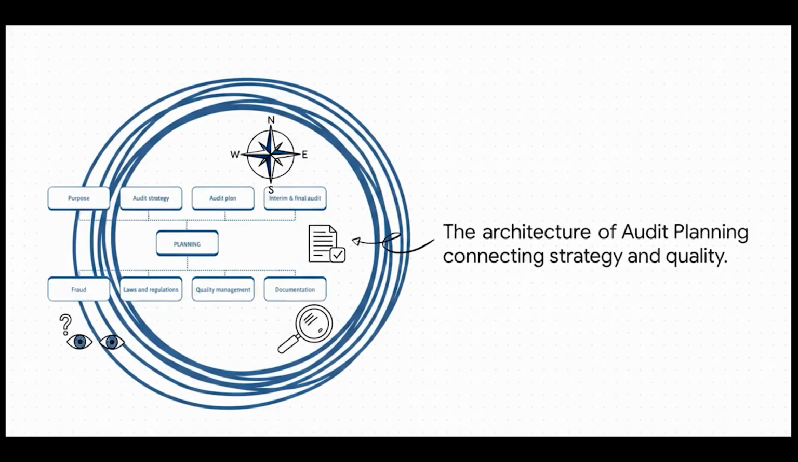This overarching architecture perfectly illustrates how everything, from your top-level strategy down to your specific documentation, your quality management, and your vigilance against fraud, is entirely anchored around this central concept of planning. These components don't exist in a vacuum, you know? They feed directly into one another. If you fail to build this interconnected plan, you are fundamentally planning to fail your audit engagement from day one.